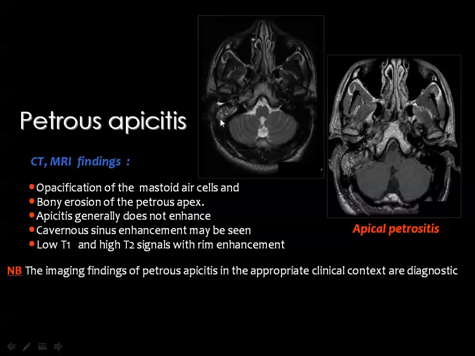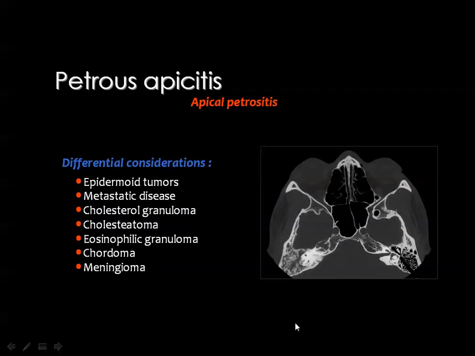And this is the post-contrast T1 weighted image, and you see that this is the normal fat in the skull base bones, and this is the normal appearance of the apex of the Petrous bone on the left side. And here you can see there is some enhancement of the apex of the Petrous bone together with the inflammation in the mastoid air cells.